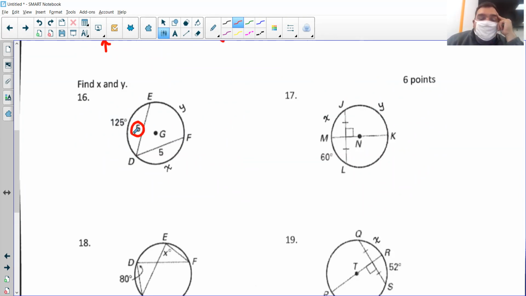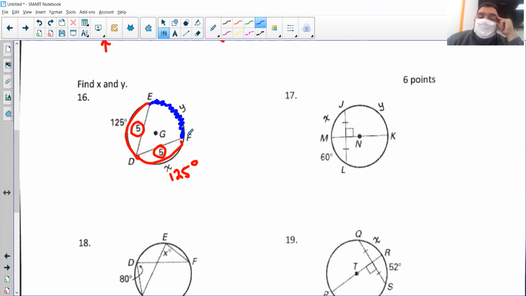So here's 5. This is also 5. So the chords are the same. The arcs that they include are the same. So if this is 125, this is also 125. So they're going to be equal to each other. That's a freebie.